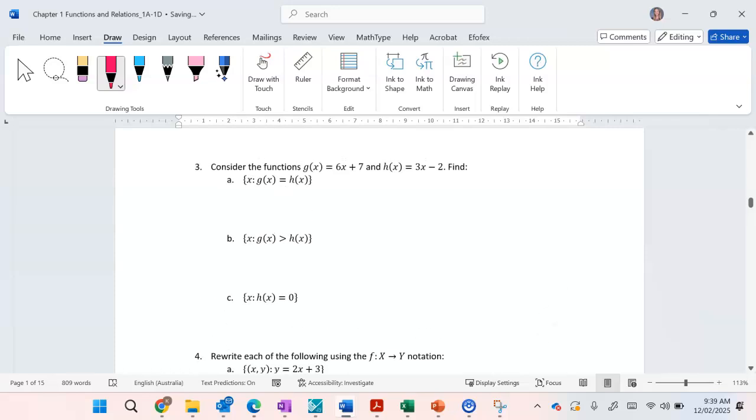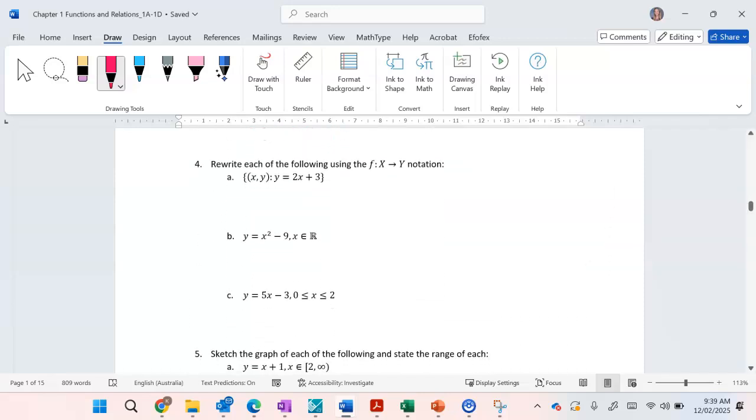I'm just conscious of the video taking forever if I do every little thing. All right, g of x equals h of x. So we just write g of x, 6x plus 7 is equal to 3x minus 2. All right, just go on and solve for x. This one we've got a greater than sign, so 6x plus 7 is greater than 3x minus 2. So again, you just go through and solve for x. And then we've got h of x equals 0, so h being 3x minus 2, just let that equal 0 and solve for x.